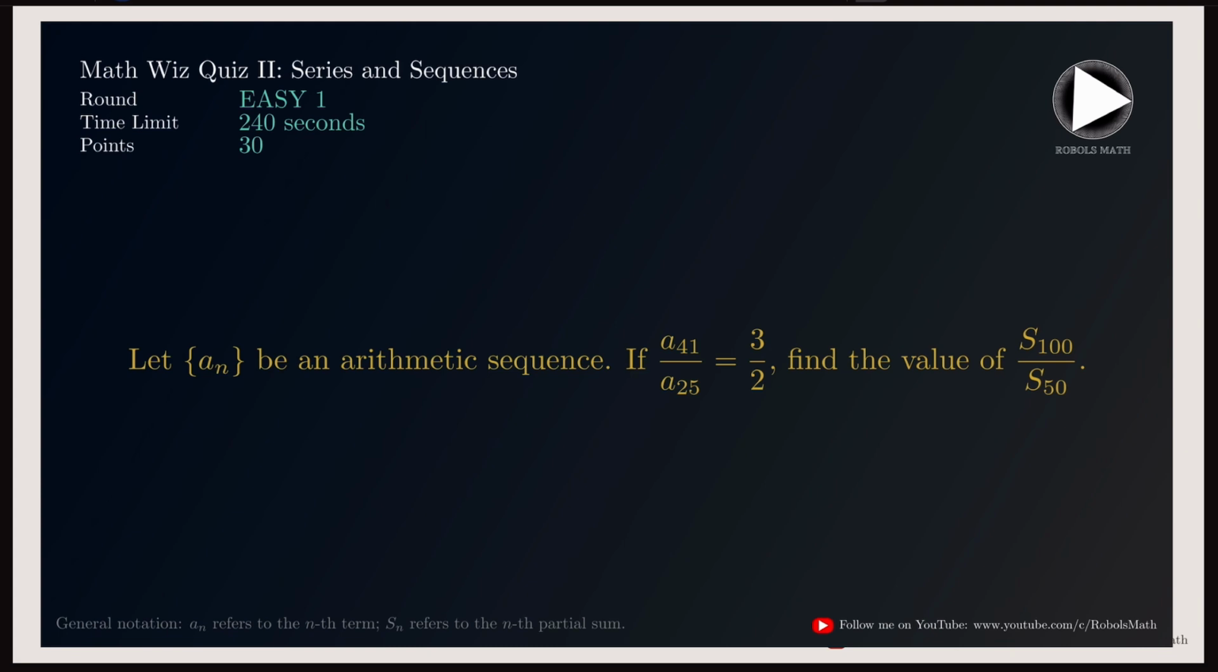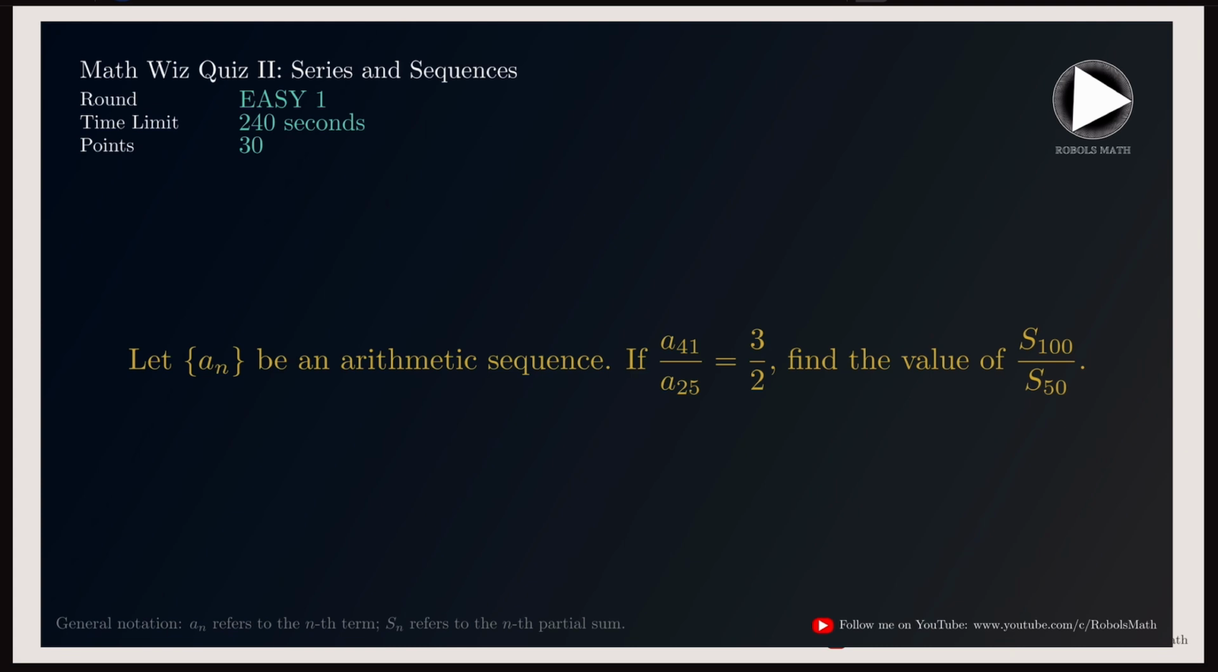We have a sequence a sub n, which is an arithmetic sequence, and we are given that the ratio of the 41st term and the 25th term is 3 halves. We're looking for the ratio of S sub 100 and S sub 50, which is basically the sum of the first 100 terms divided by the sum of the first 50 terms.